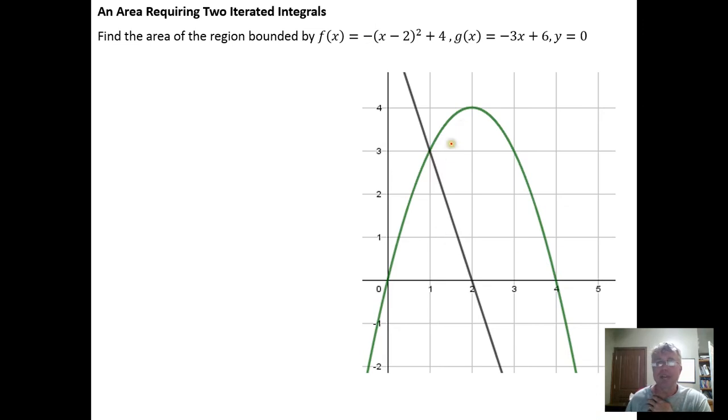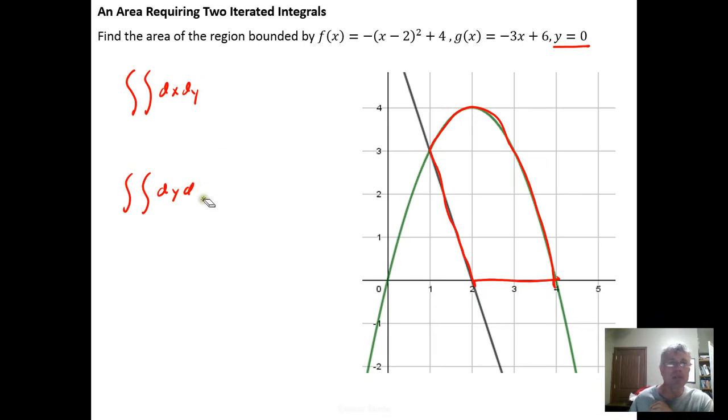So the bounded region, I have a graph of it here. We're bounding ourselves using the parabola, the x-axis, and the line minus 3x plus 6. So the bounded region for which we are interested in finding the area is the region that's inside of the graphs of those three functions. And so here's the issue. We can calculate the area by either doing dx dy, or we can choose to calculate the area by doing dy dx.